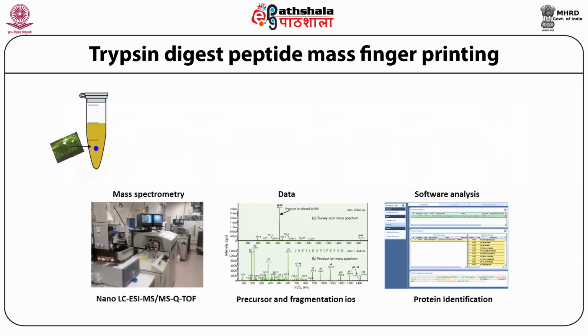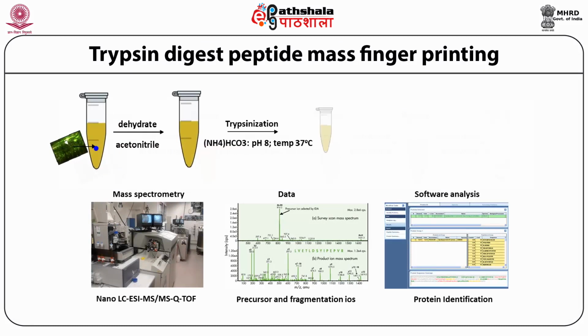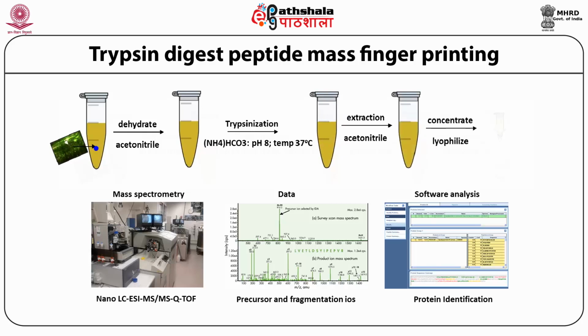Trypsin digest peptide mass fingerprinting. The identified spots are then taken for trypsin digestion. In this particular methodology, the spots are first dehydrated using acetonitrile. In the next step, they are trypsin digested in the optimum conditions using ammonium bicarbonate at pH 8 and a temperature of 37 degrees centigrade.